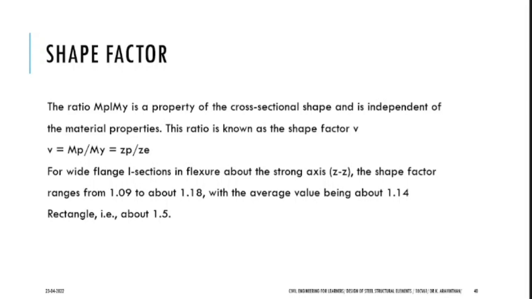It's a property of the cross sectional shape and it is independent of material property. This ratio is known as shape factor and it is indicated by the letter v, and the formula is given here. Shape factor is similar to moment of inertia. Moment of inertia doesn't care about the material property. In the same way, shape factor also doesn't care about the material property. It depends on the shape. Whatever your cross section shape is, it gives the possibility and advantage of the shape.